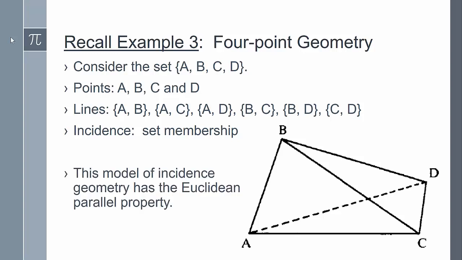And we can verify that this model has the Euclidean parallel property. So as a model of incidence geometry with the Euclidean parallel property, that is the definition of an affine plane. And in fact, this example is the smallest possible affine plane. You can't have anything smaller than this set containing 4 points.